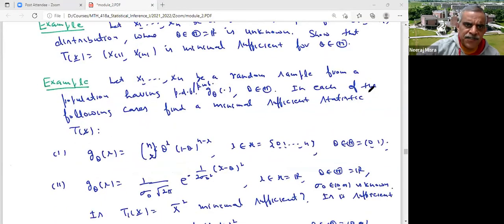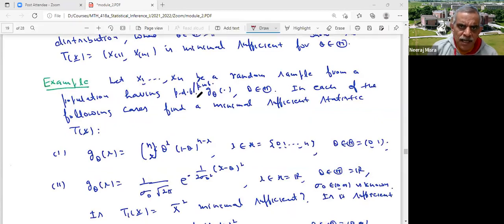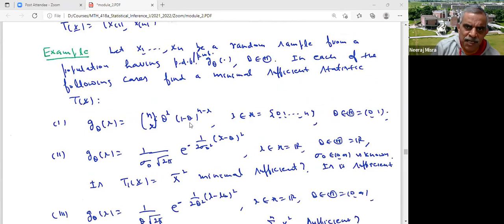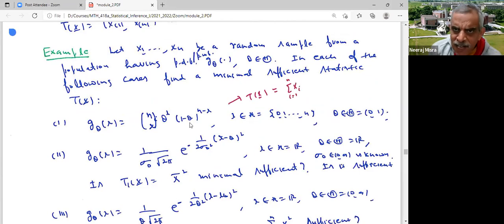So this gives you a second example. I can leave these for you. X_1, X_2, ..., X_n is a random sample from a population having PDF or PMF. So these are binomial. Now in this case, the minimal sufficient statistic would be T(x) is the summation of x_i from i equal to 1 to n, or x bar would be sufficient, and so on.